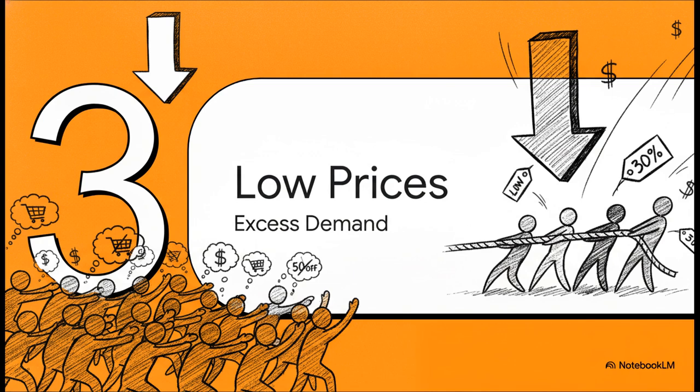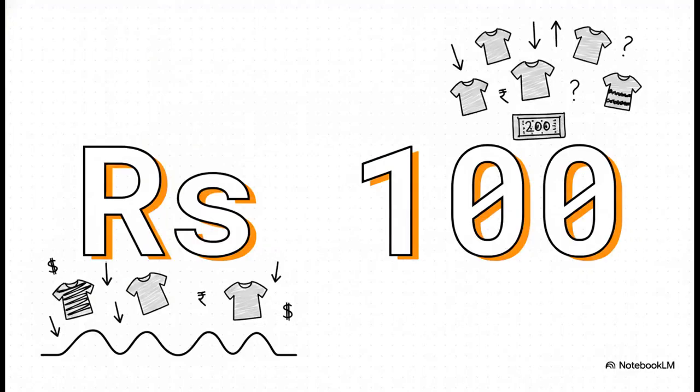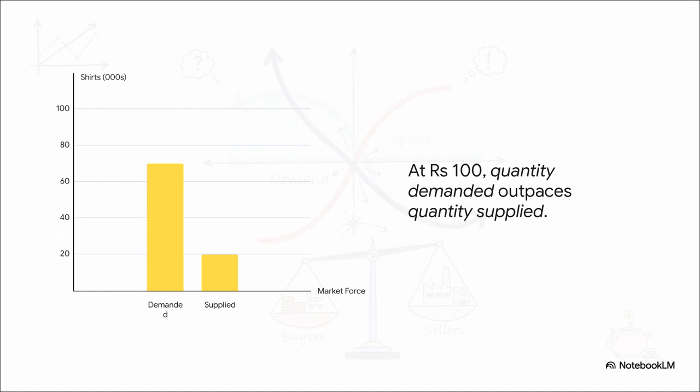Section 3. Low prices, excess demand. Let's transition to the absolute opposite extreme, where the buyers are the ones pulling the market towards steep discounts. We're going to test a rock-bottom price of 100 rupees, and you'll see the dynamic completely flips. When shirts are practically being given away at 100 rupees, demand absolutely skyrockets to 70,000. Literally everyone wants one. But the sellers are completely unmotivated by those terrible margins, so they're only supplying 20,000.